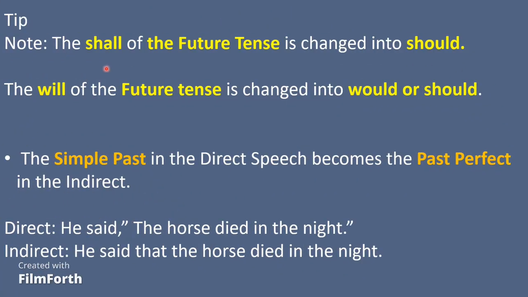As I have discussed before, children, the shall of the future tense is changed into should. Future is what is going to happen or going to come. So shall will become should, will become would or should depending upon the statement. The simple past, as I already told you in the direct speech, becomes the past perfect. I am re-emphasizing this because generally children forget it.